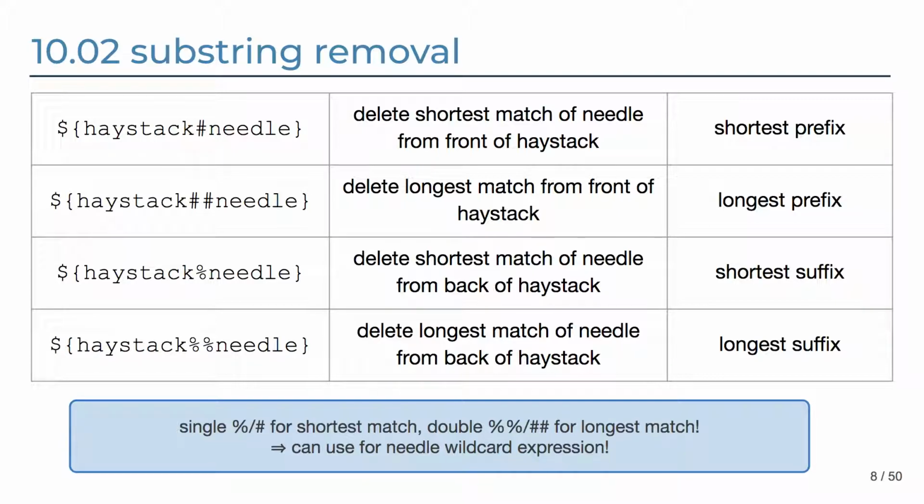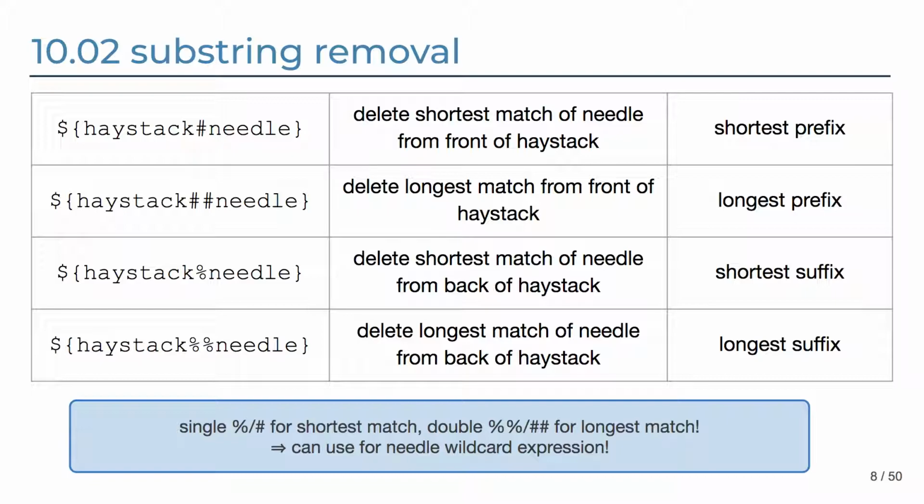And so how we can remember that is if we have just the pound sign, we have a shortest match from the start, which means we match the shortest prefix according to the needle, and that gets removed. Or if we take the double pound sign, then we have the longest prefix match, which gets removed from the string.